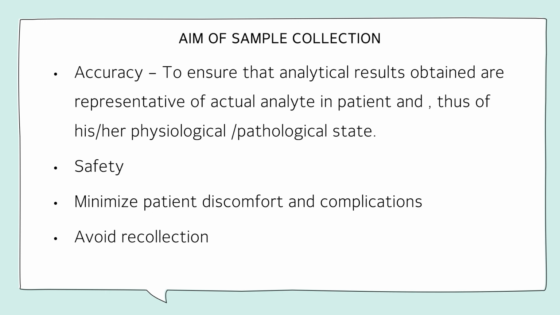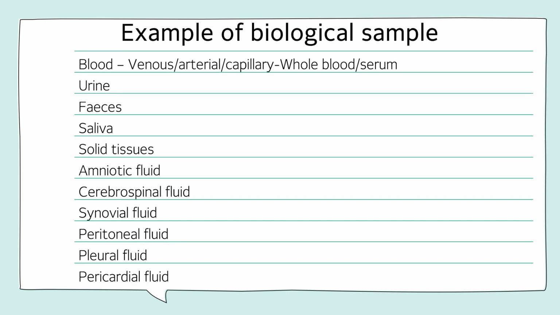So safety measures should be followed. Before collecting a specimen, he or she should be safe and they have to follow some rules like using barrier protection. So minimize patient discomfort and complications and avoid recollection. So what are all the examples of biological specimens? That includes blood, urine, feces, saliva, solid tissue, amniotic fluid, cerebrospinal fluid, synovial fluid, peritoneal fluid, pleural fluid, or pericardial fluid. Whatever sample we collect from the patient, we call it a specimen.